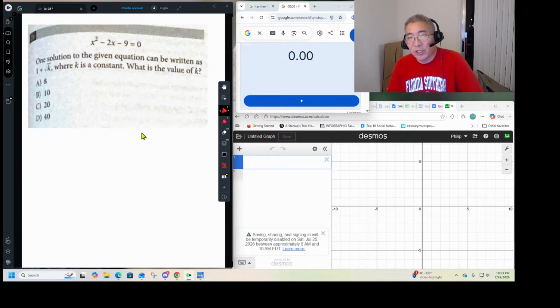So we got an equation here: x squared minus 2x minus 9 equals 0. The left side looks like a parabola. It's set equal to 0, which means we're looking for solutions to this, or x-intercepts if this was a function.